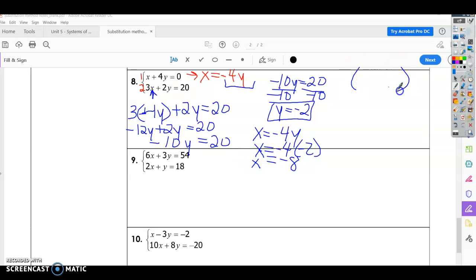I always do x and y. So my x is negative 8, and my y is negative 2. Again, make sure you plug it in and check it. I have checked these already, so I'm going to just save time and move on to the next one.